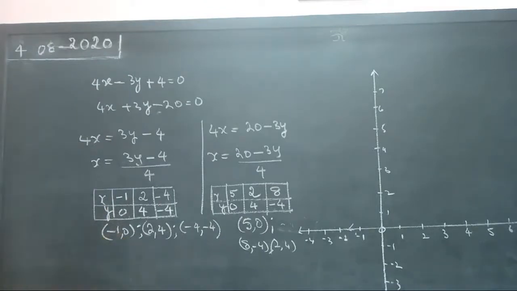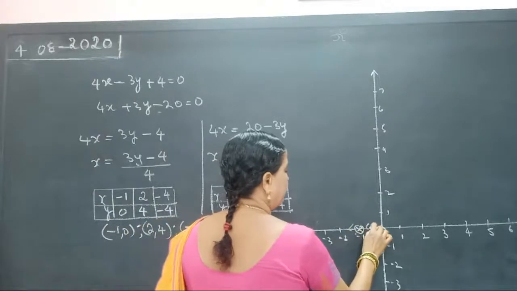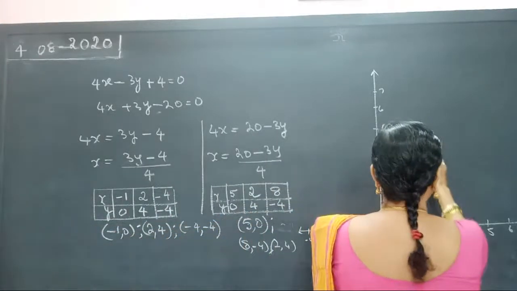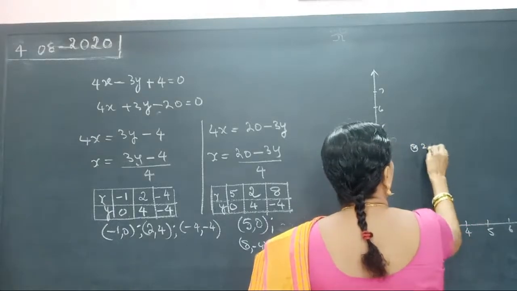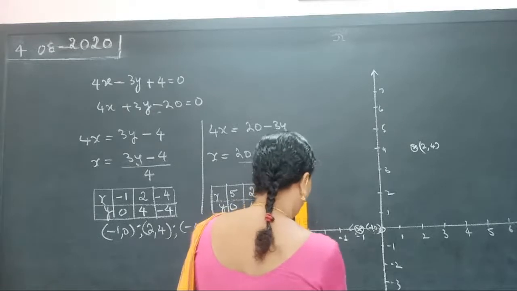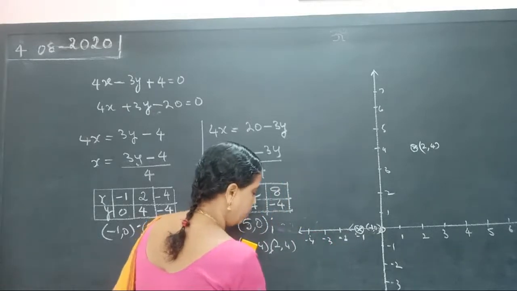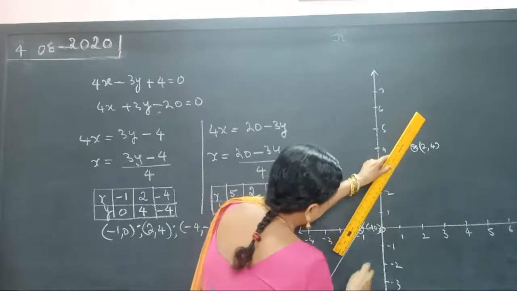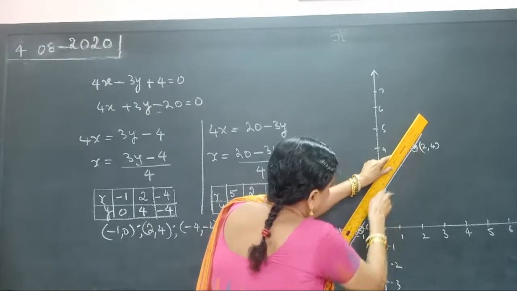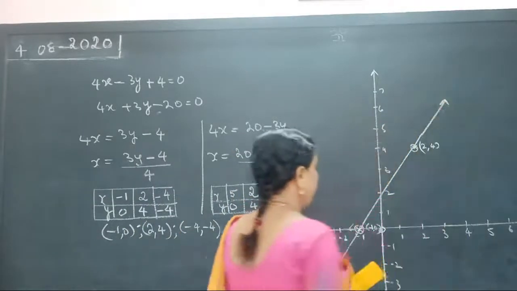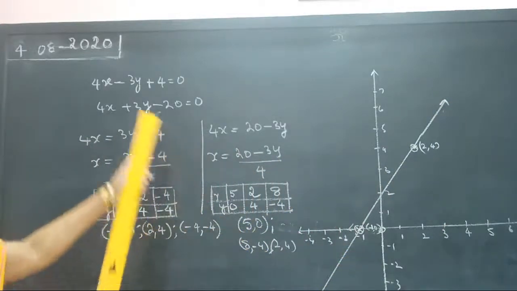Let us plot by putting the ordered pairs of the first column. Here write minus 1 comma 0, ordered pair in the bracket. 2 comma 4, this is the position, 2 comma 4. Then minus 4, minus 4, take it as minus 4 minus 4. Join them in order. Okay, this is the graph of the first equation.